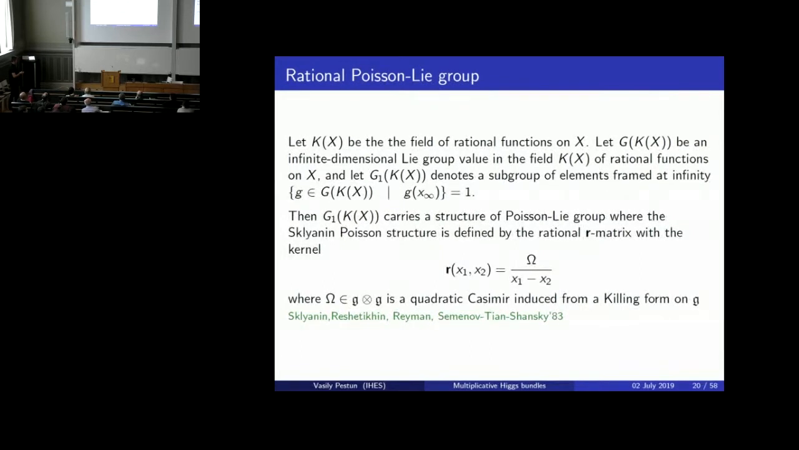The formula definition of this Poisson structure comes with a rational r-matrix of this form, where omega is the quadratic Casimir in g tensor g induced from the Killing form on g.